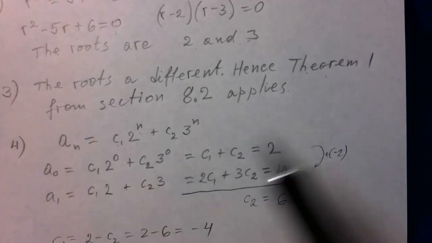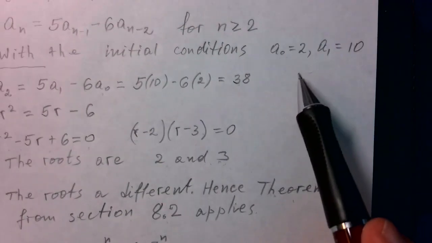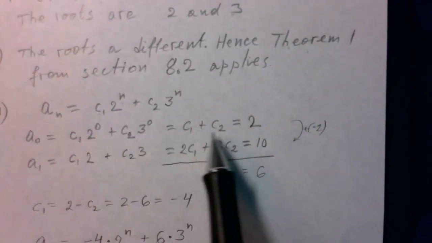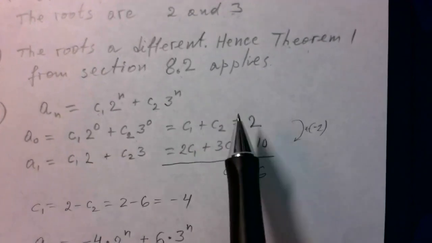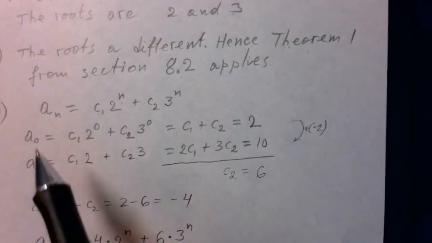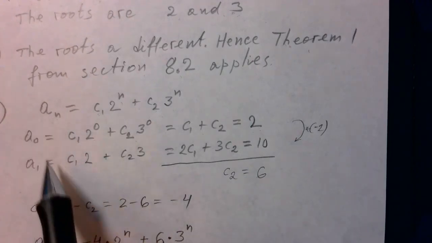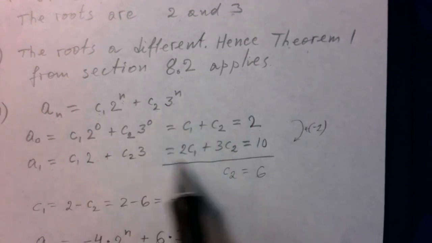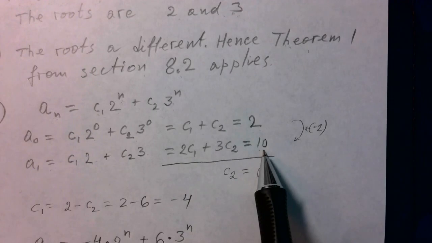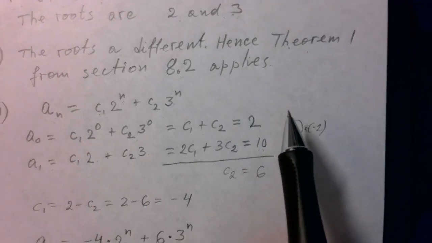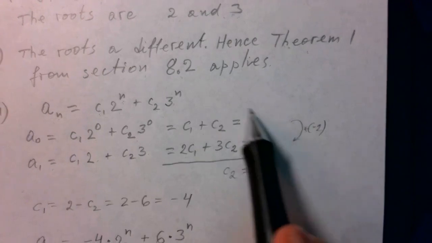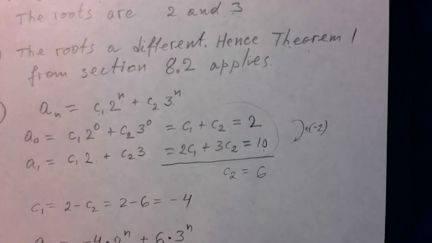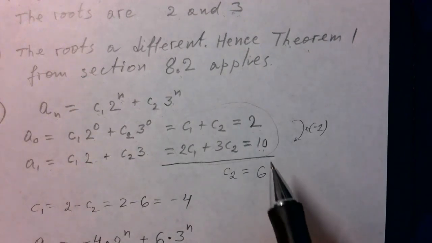a_0 is this, and from the beginning we know that a_0 is 2. This is c_1 + c_2 = 2, and from the second initial condition, when n is 1, we obtain this. n is 1, so this 2 and 3. And a_1 from the beginning is given to be 10. So we have this system. Solving this system, we'll find the correct values of the constants c_1 and c_2.